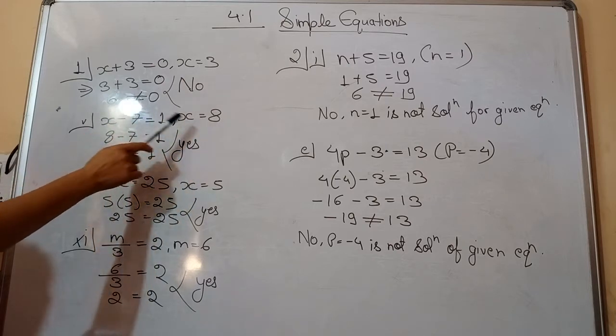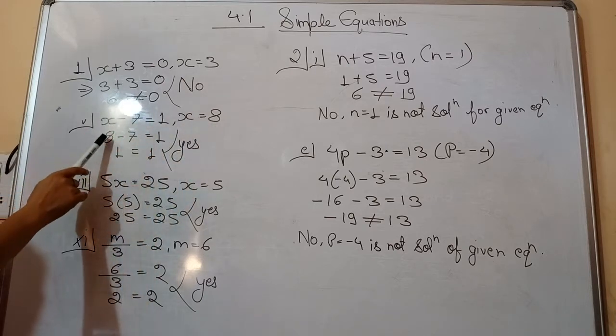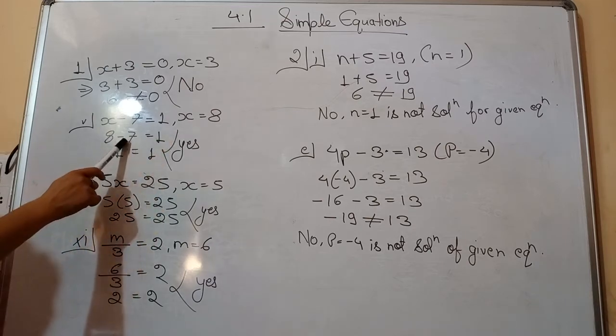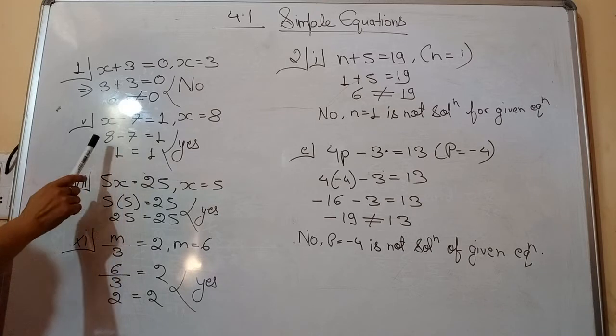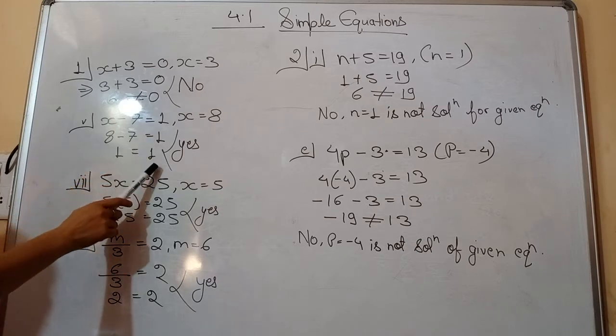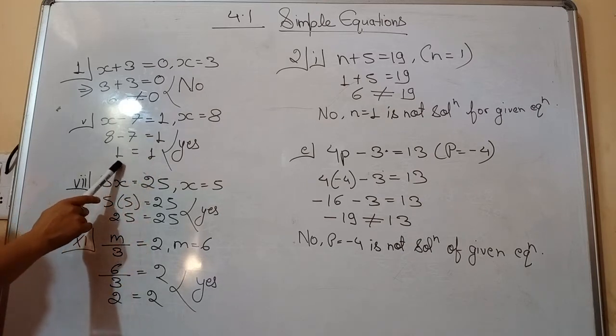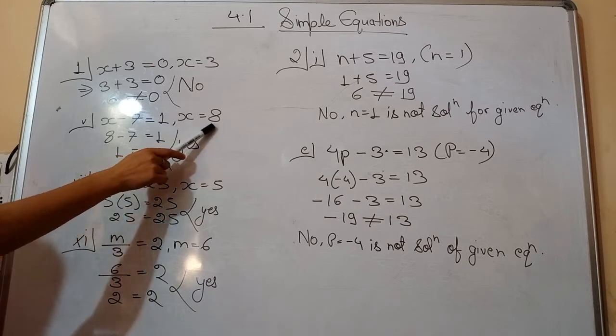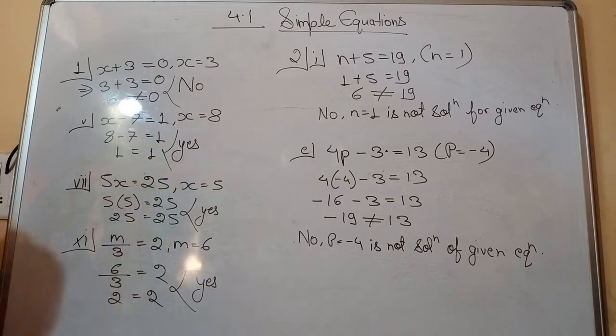Means in place of x we have to put 8. So in place of x, 8, and the whole equation as it is. Minus 7 equal to 1. So 8 minus 7 is 1, equal to 1. Now here we can see left hand side is equal to right hand side. So yes, the given value for the equation is correct.